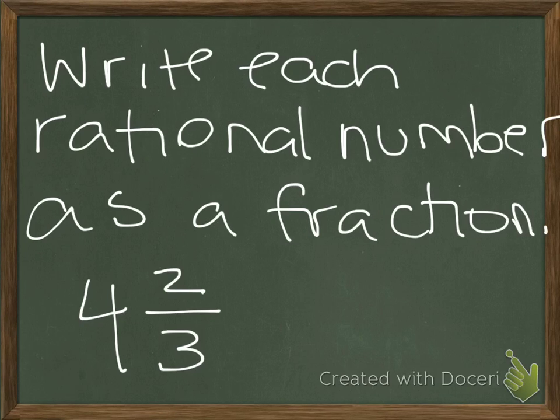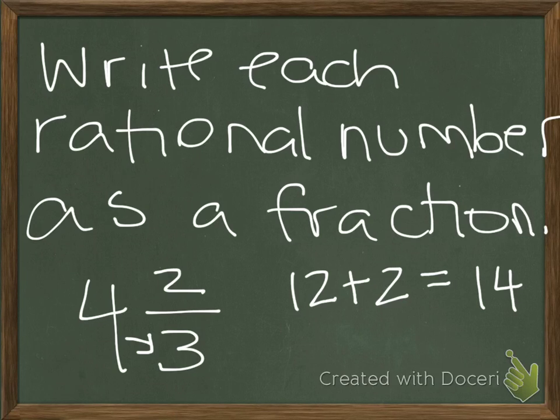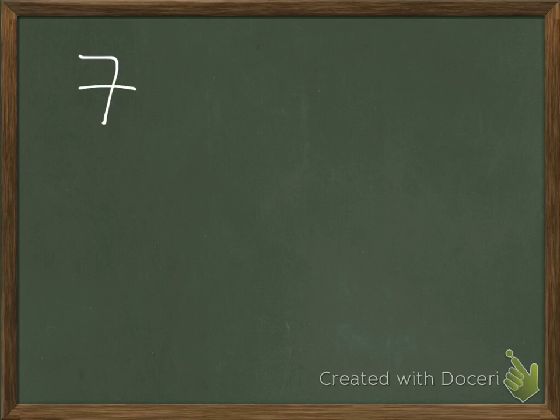But this is called a rational number, so if we're writing it as a fraction, we need to make this mixed number into a fraction. So we need to multiply 4 times 3, our whole number, times our denominator, which is 12, and then we need to add the numerator to that, and this will be our new numerator, and then our denominator will stay the same as 3, so our fraction would be 14 over 3.